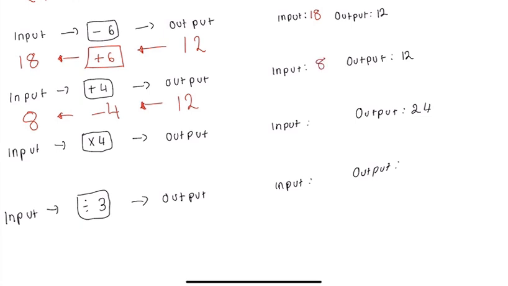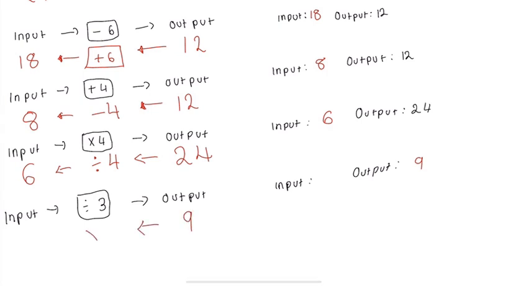This third one here, so my output is 24 this time. Now when I go backwards, the opposite of timesing by 4 would be to divide by 4. So I'm going to do 24 divided by 4, which gives me 6. My input is 6. And now for my last one, my output, I'm going to say is 9. Working backwards, instead of dividing by 3, I have to times by 3 because I'm going backwards and doing the opposite. 9 times 3 is just 27. So my input would be 27.